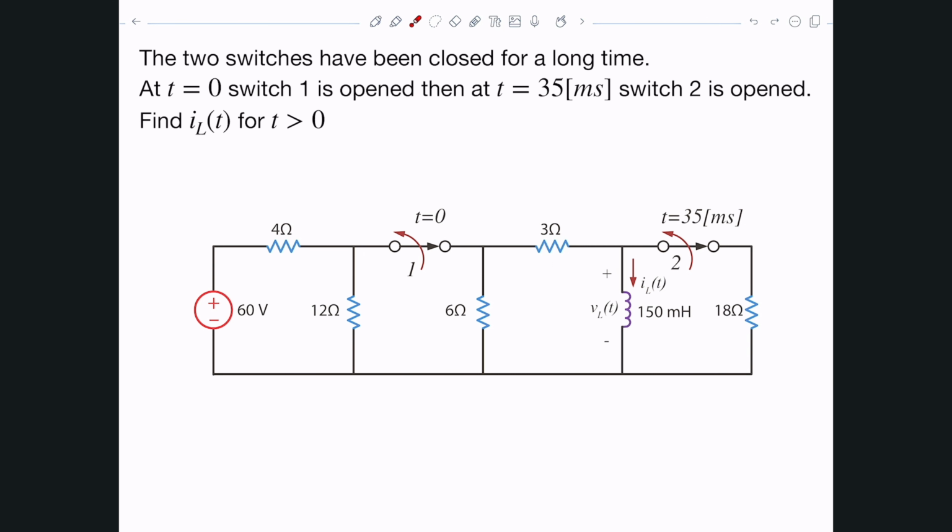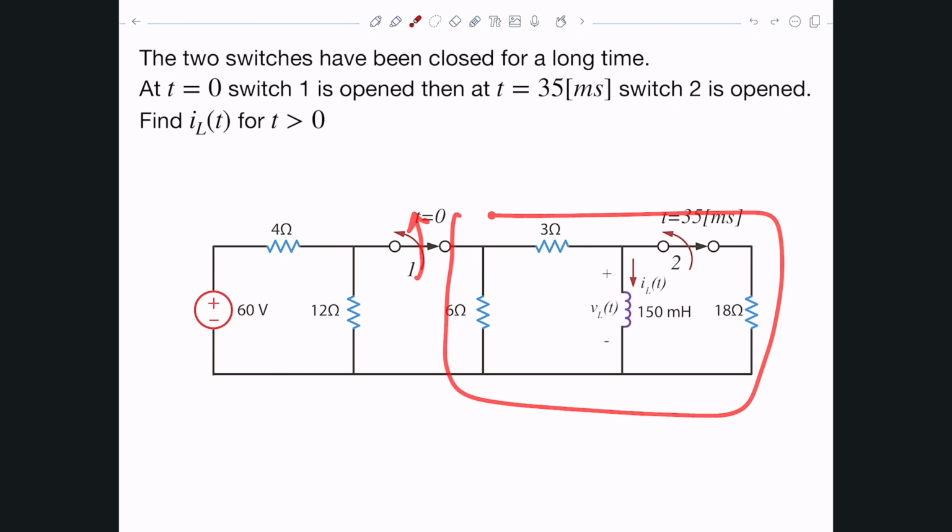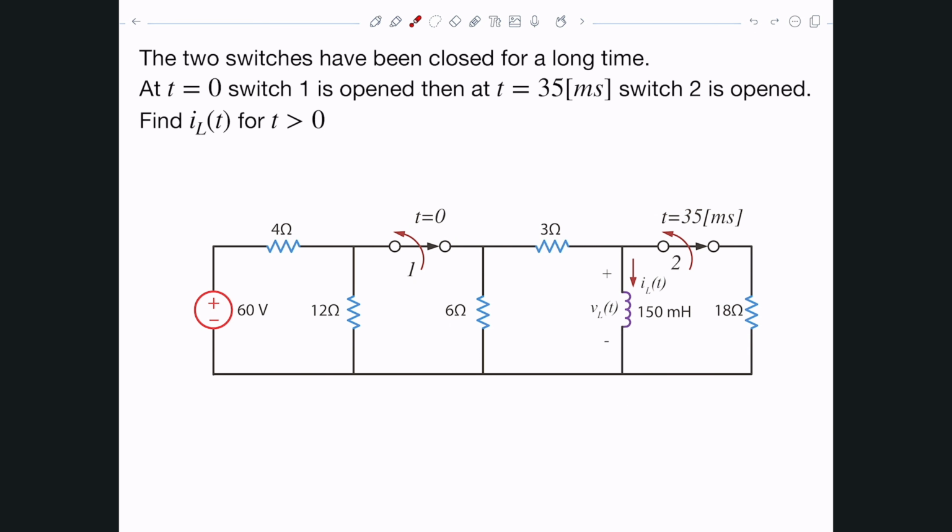The switches have been closed for a very long time, and at time equals t0, we open the very first switch in here, so we're left with this part of the circuit. You wait for 35 milliseconds, and the second switch opens, and you end up with this particular circuit only. And what we're interested in is the current flowing through this inductor.